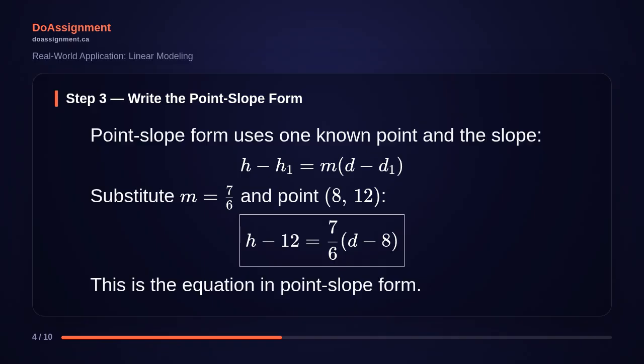Now we plug into the point-slope formula. We use slope 7 over 6 and point 1, which is day 8 and height 12. The result is h minus 12 equals 7 over 6 times the quantity d minus 8. That's our point-slope equation.